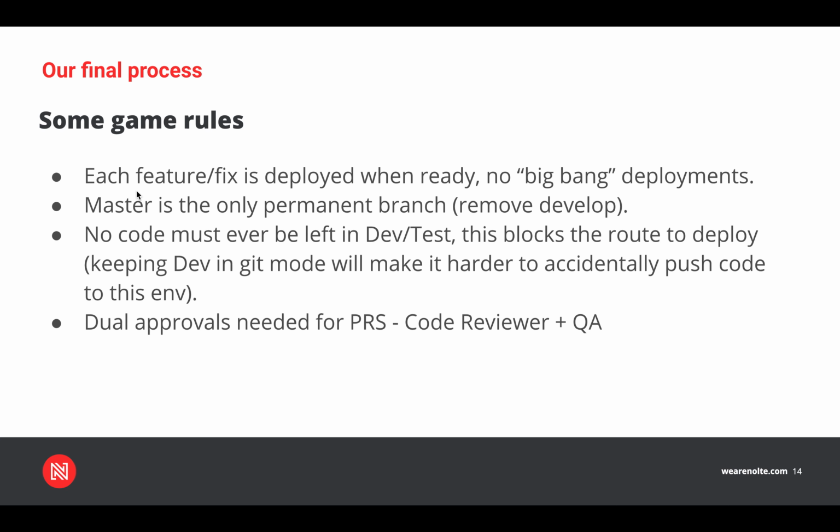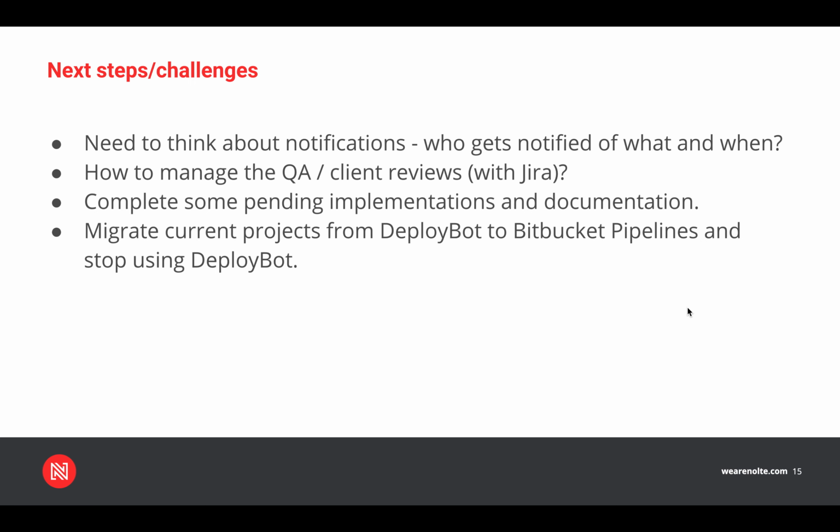Some game rules. Each feature or fix is deployed when ready, not big bang deployments. Master is the only permanent branch. Remove develop. Previously we used a develop branch, so we remove this and we only have master and our feature or fix branches. No code must ever be left in dev or test. This blocks the road to deploy. Keeping the dev in Git mode will make it harder to accidentally push code to this environment. Dual approvals needed for PRs, code reviewer and QA lead.